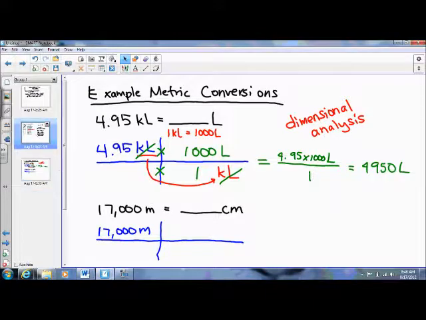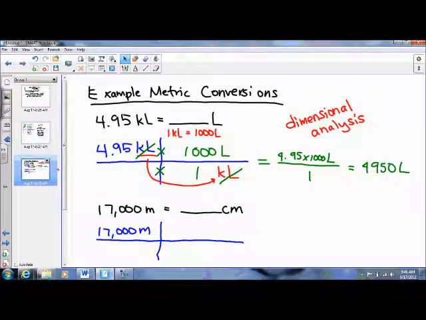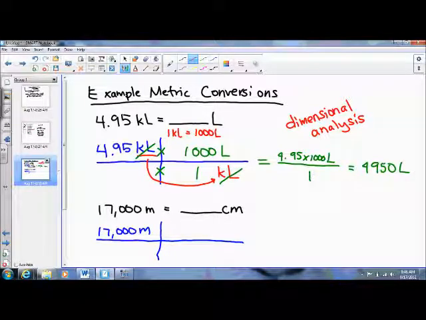So let's go back to our conversion sheet. Here's centi. It says 100 centis is one base unit. Now we said we're talking about meters and centimeters, so this would be 100 centimeters is 1 meter. Remember, a base unit is always replaced with a g, an m, or an l in an actual problem. Okay, so let's go back down. So we're going to write 100 centimeters is 1 base unit, 1 meter.